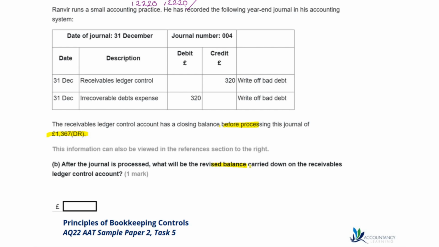So this is writing off a debt, so it means the money will no longer be owed. So our balance was 1,367, and we're going to credit, so we're going to take off 320 because we're writing the debt off, which means the revised balance will be 1,047.